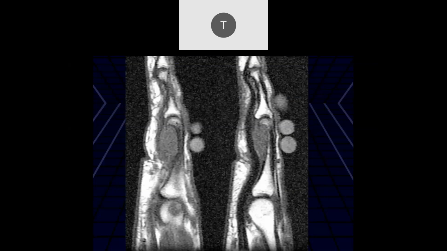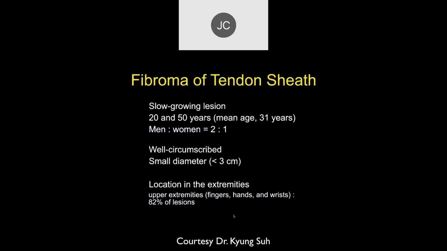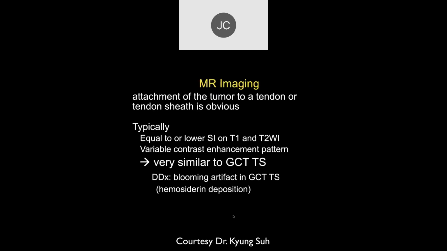Yeah, soft tissue mass with again some bone erosions. Maybe is it associated with that tendon? It's deep to the tendon. T1 above, IV contrast below. Looks like we have contrast enhancement. Is this another giant cell? Yeah, a giant cell tumor of the tendon sheath. You can also get fibromas of the tendon sheath.